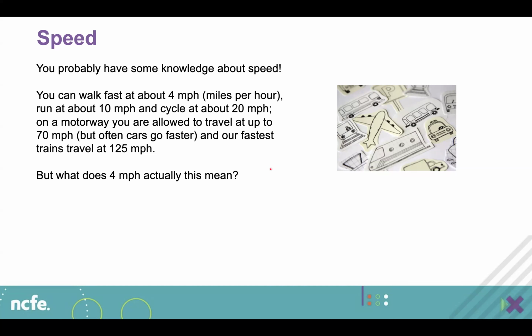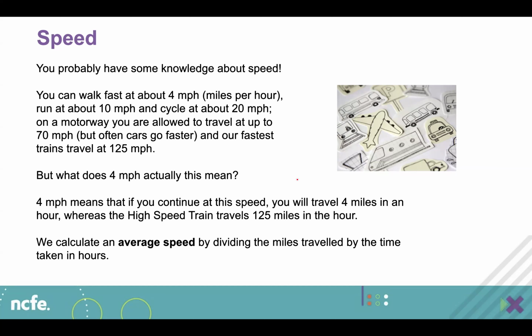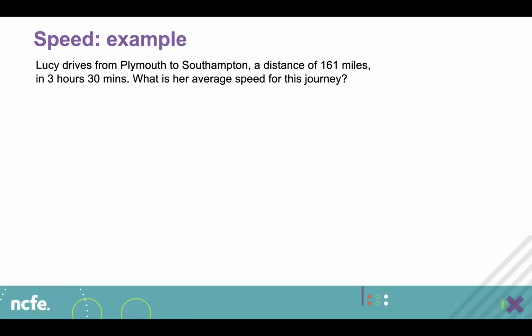On a motorway, you are allowed to travel up to 70 miles per hour, and our fastest train travels at 125 miles per hour. So, what does 4 miles per hour actually mean? It means if you continue at this speed, you will travel 4 miles in an hour, whereas the high-speed train would travel 125 miles in the hour. We calculate the average speed by dividing the miles traveled by the time taken in hours.